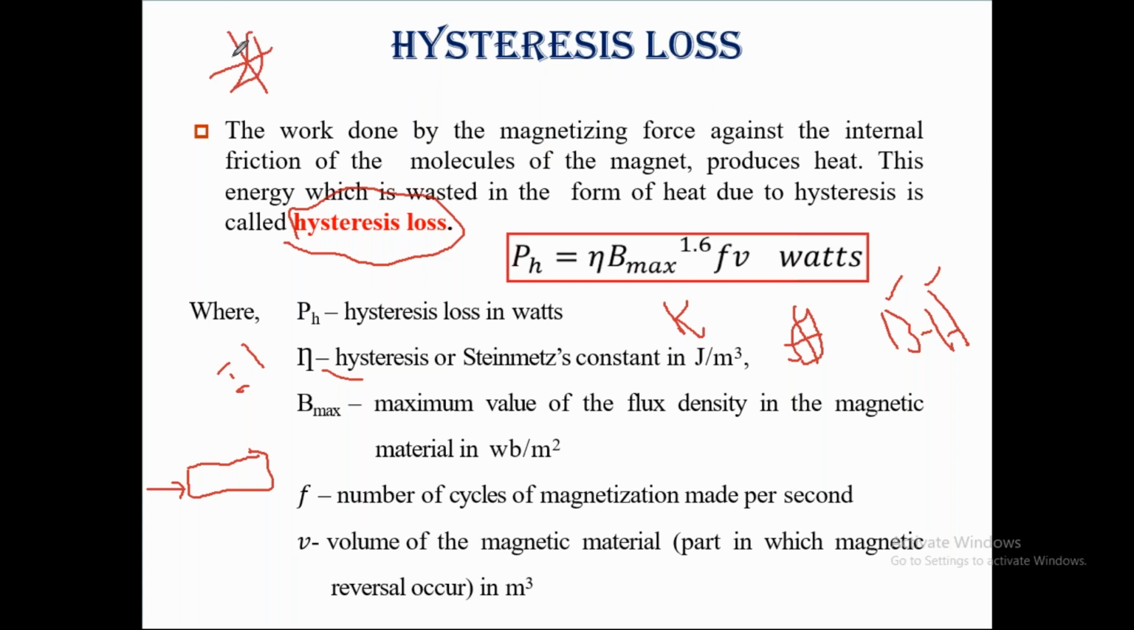So why it is called the BH curve is because we are drawing this graph using two parameters. One is B, another one is H. So we are taking flux density on the x-axis and flux intensity on the y-axis. That's why it is also called the hysteresis loop. Now we will see how this graph is obtained.